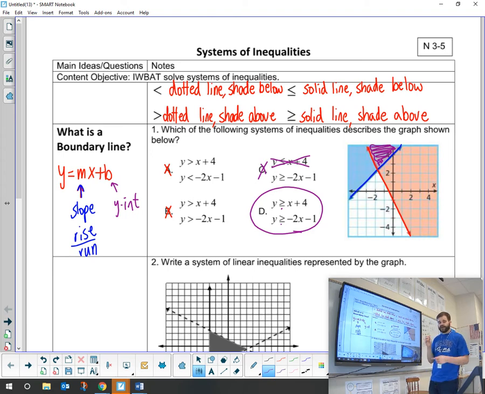But let's double check our y-intercepts and our slopes. For this first one, this blue one, my slope is going to go up 1, over 1, up 1, over 1. And so that means my slope is 1. Hey, that checks out. My slope's 1 right there. And I have a y-intercept of 4. Hey, that works too.